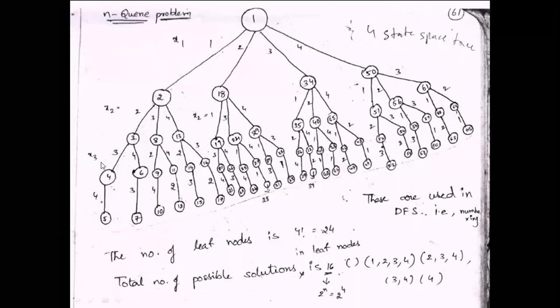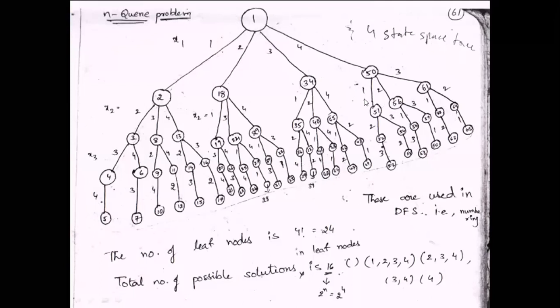It represents the first path from root node to leaf node. The values of x1 are from level 0 to level 1, from level 1 to level 2 represent the values of x2, from level 2 to level 3 the values of x3, and from level 3 to level 4 the values of x4. So totally there are 24 leaf nodes. The total number of nodes is 65.